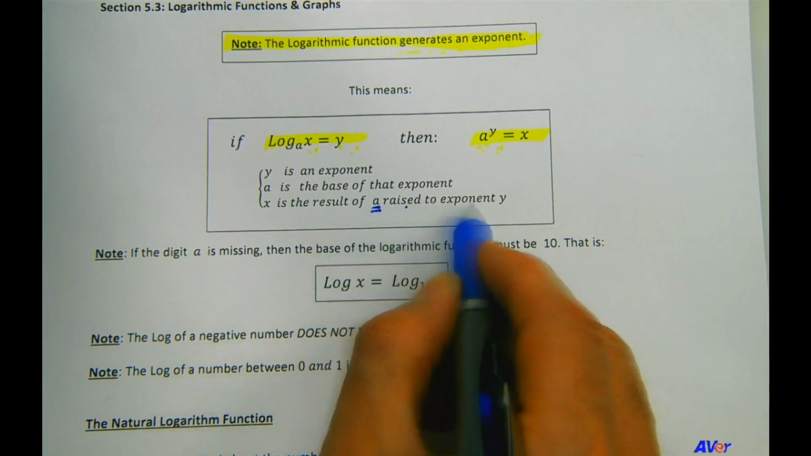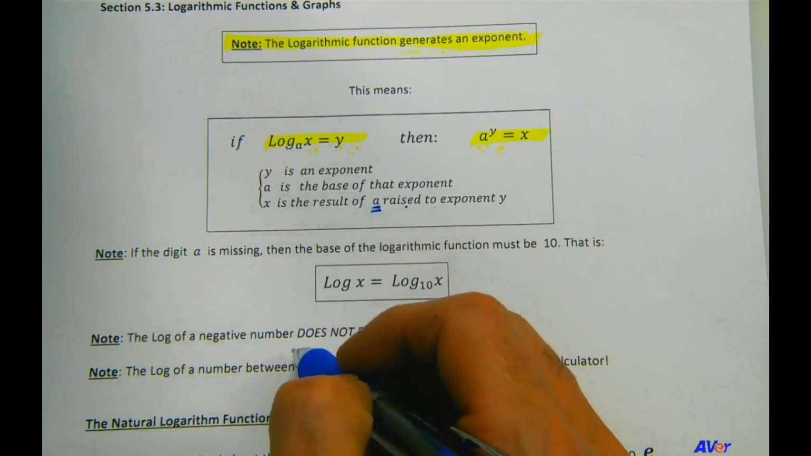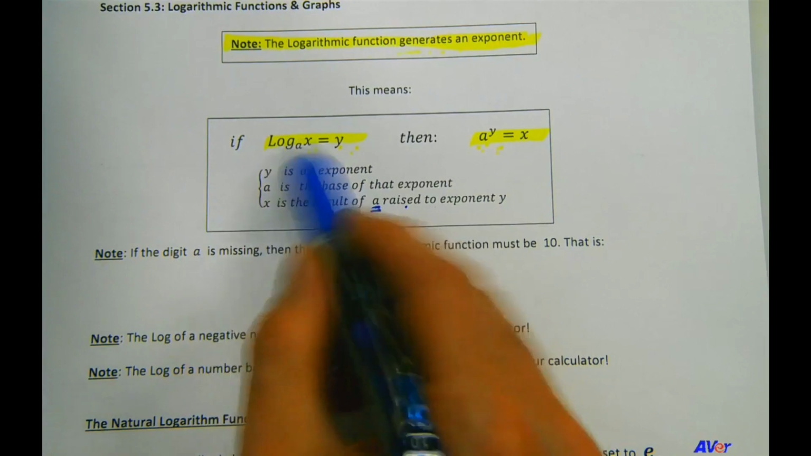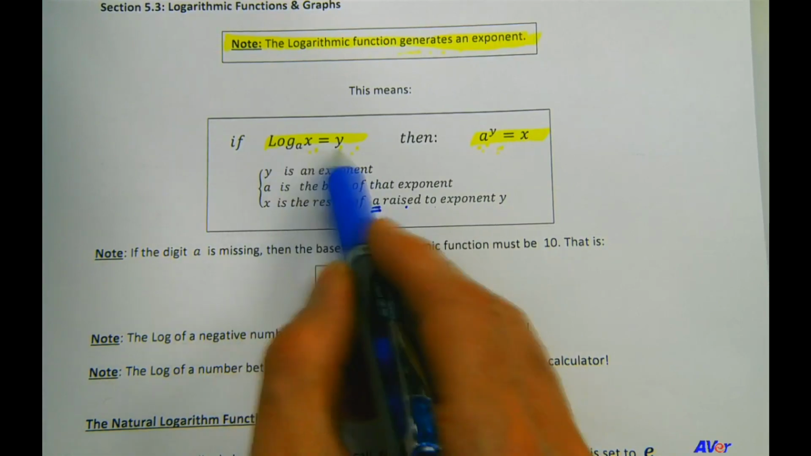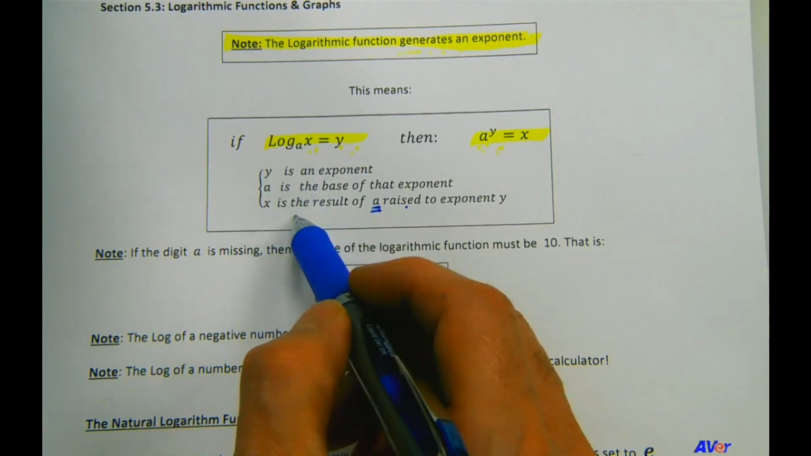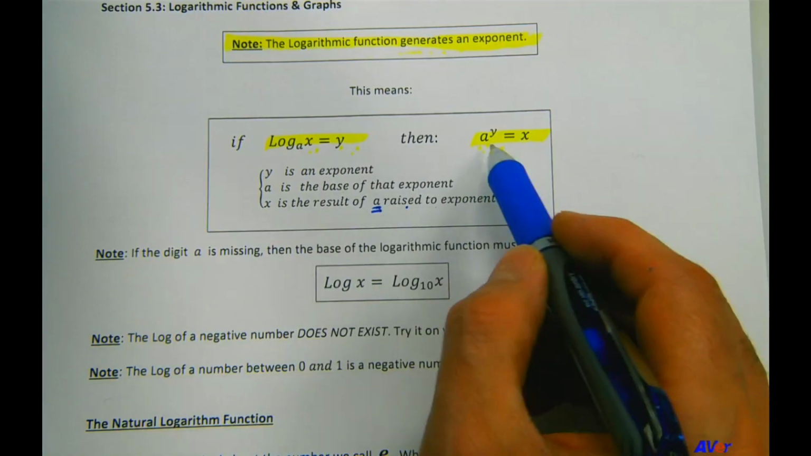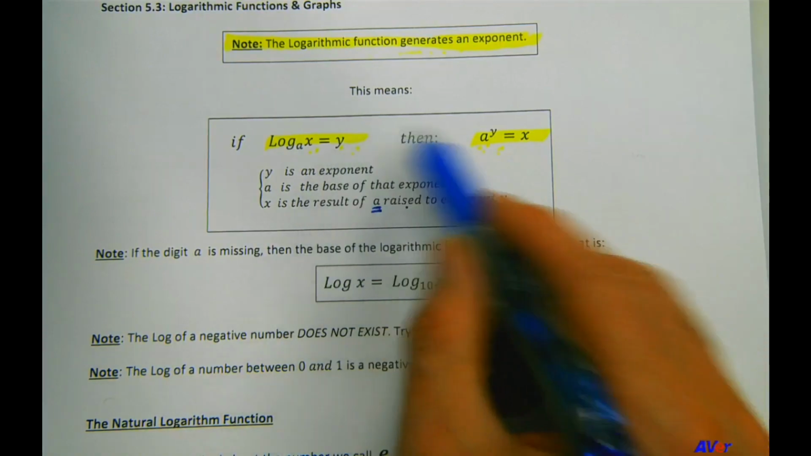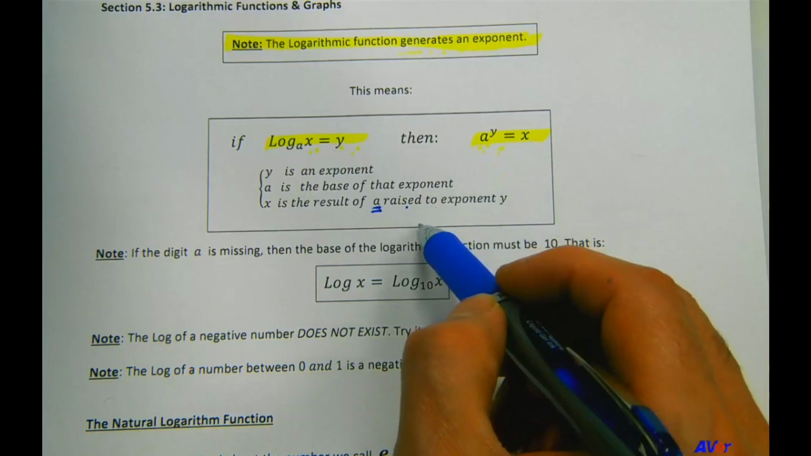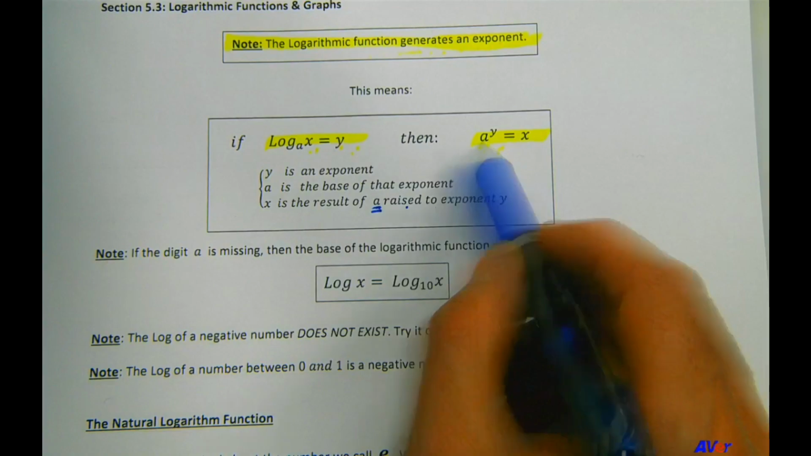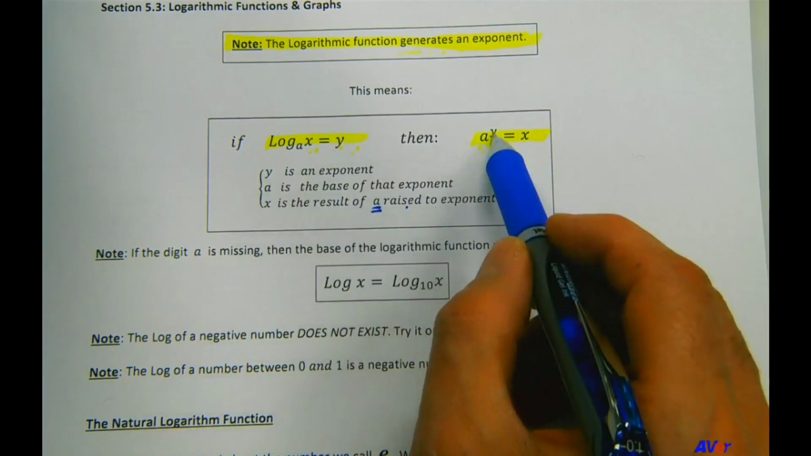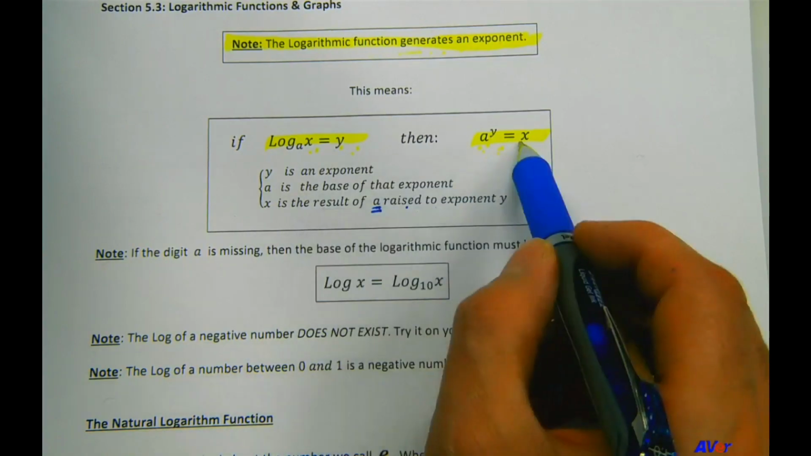raised to exponent y. If you follow what happened here, because this list is an interpretation of the terms in this log function, then you have no trouble writing this log function in its equivalent exponential form. So a becomes the base, y becomes the exponent, and x becomes the result. Okay?